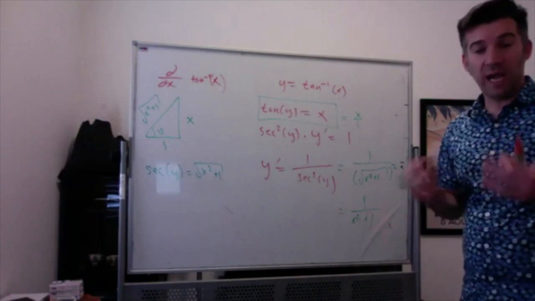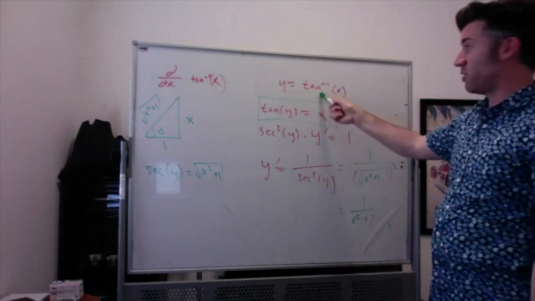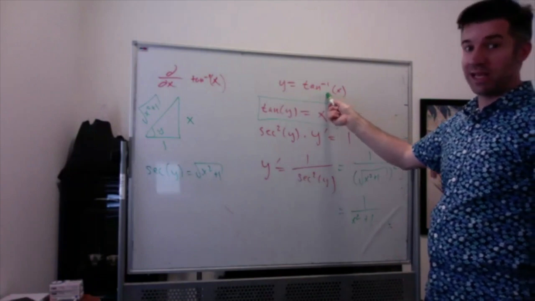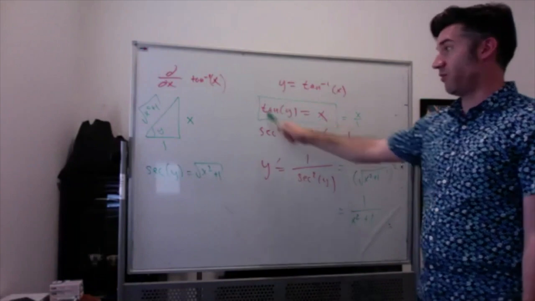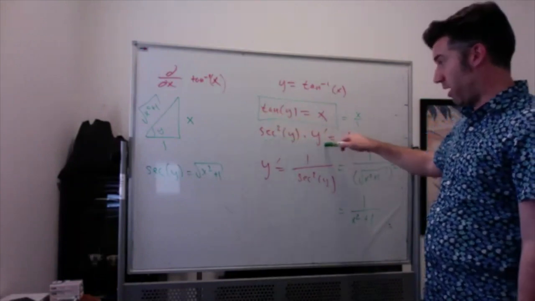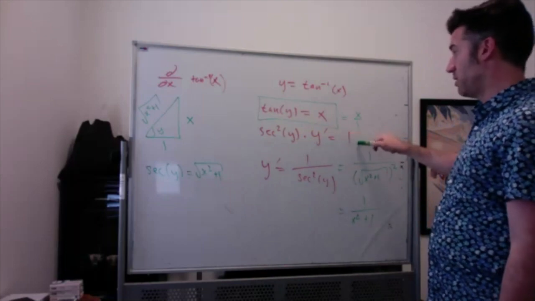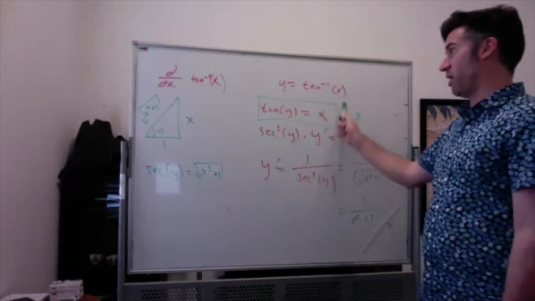So it's the same type of process every time. Every time you are saying y equals inverse trig function, then you're rewriting it as regular trig function of y equals x. You're differentiating the left side. You're getting the derivative of y times y prime equals 1. You're solving for y prime, and then you're figuring out what this is by using the triangle you get from this.